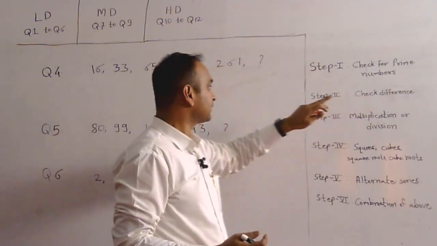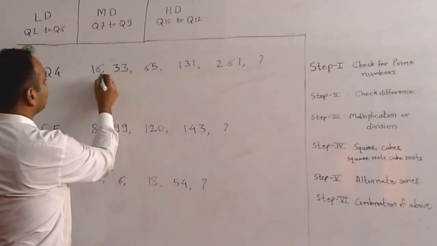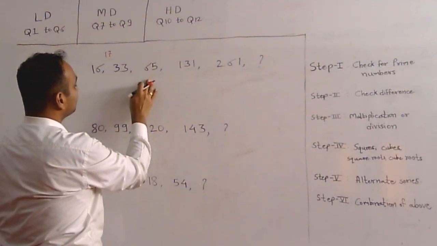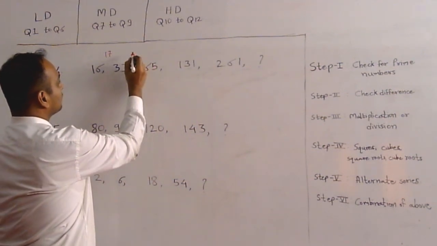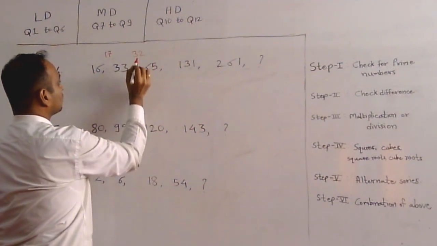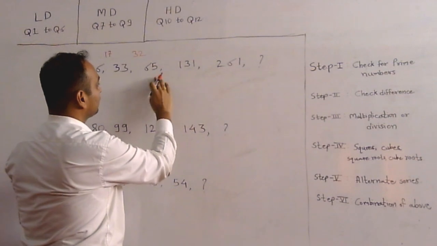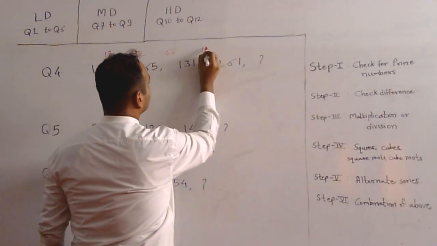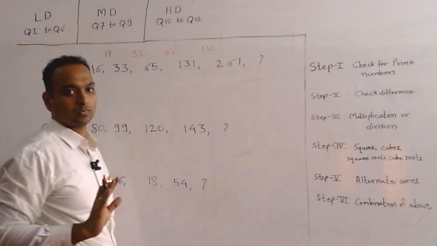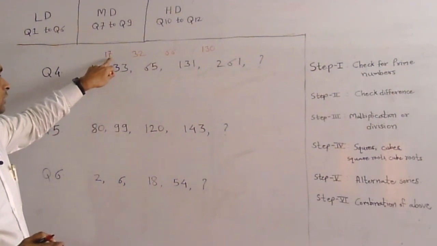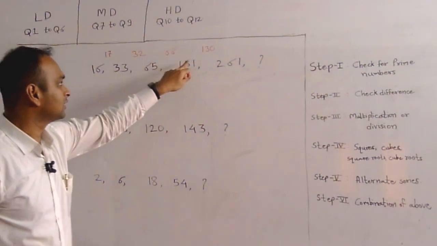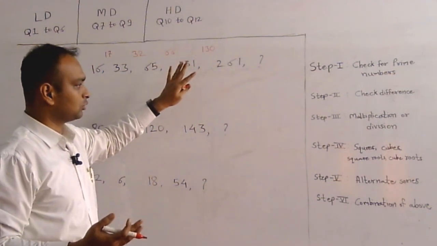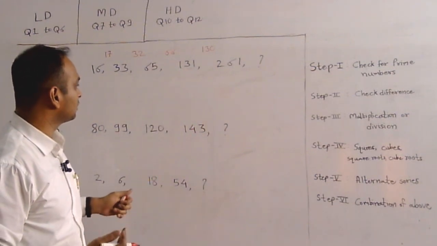Step 2, check for differences. The difference between these two is 17. The difference between 33 and 65 is 32. Then 65 and 131, the difference between these two is 66. Here the difference is 130. And next we don't know. Okay, so these are the differences. Now if we observe the differences 17, 32, 66, 130, as such there is no perfect logic in the differences. So we may check for any other step.